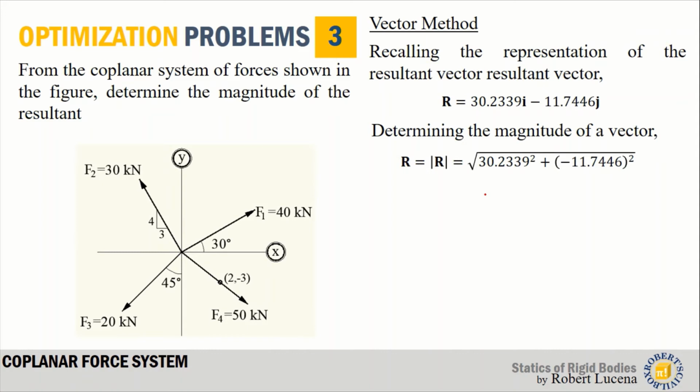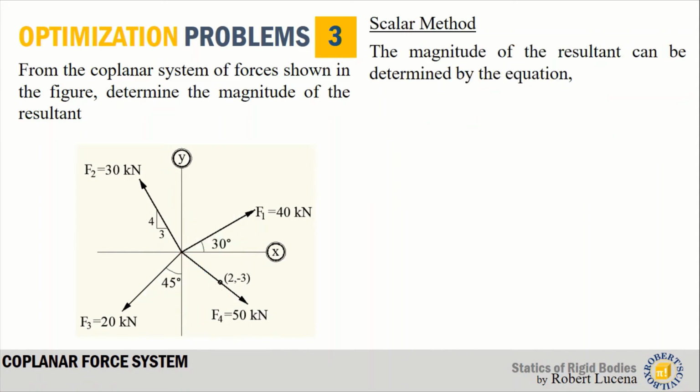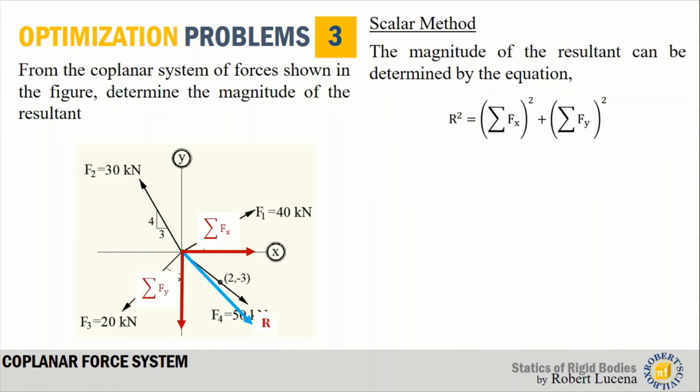Now we would like to get the magnitude of vector r, or the resultant force. So that is simply squaring this term and squaring this term, adding them up and getting the square root. We get the magnitude of vector r, that is 32.4349 kilonewton.